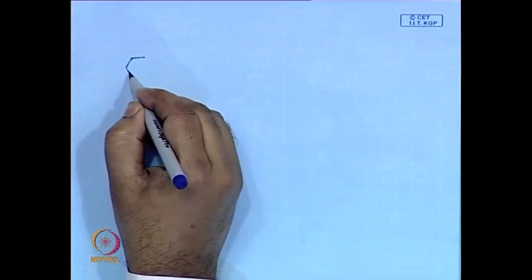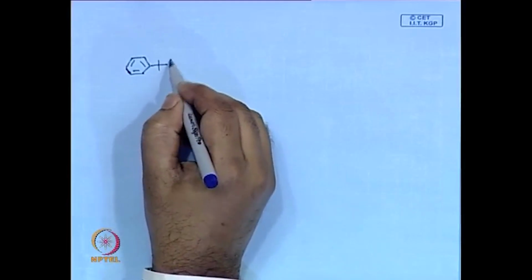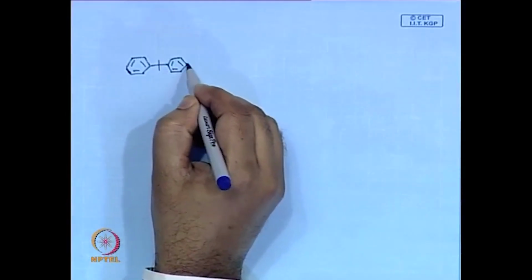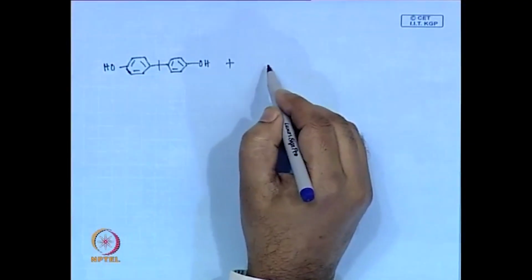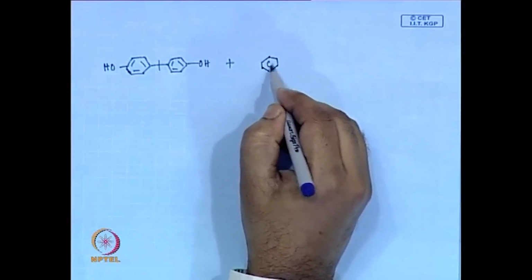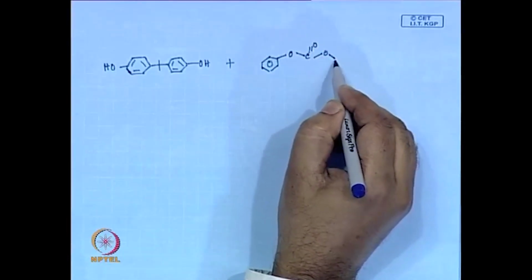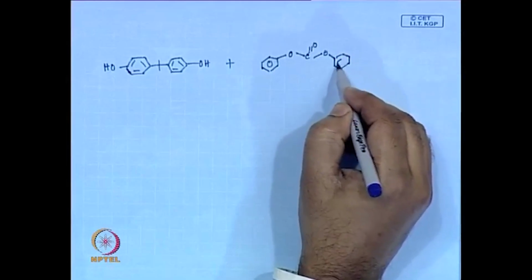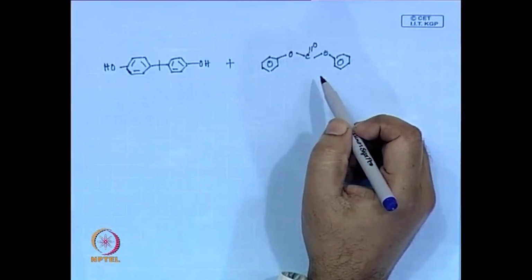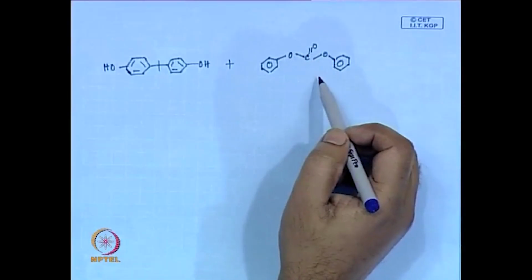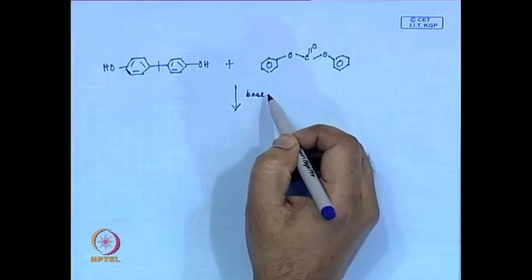In one of the previous lectures, I have shown the synthesis of polycarbonate from bisphenol A using phosgene. Now, there is another way of synthesizing polycarbonate, which is by transesterification of bisphenol A with, say, diphenyl carbonate, in the presence of a base as a catalyst.